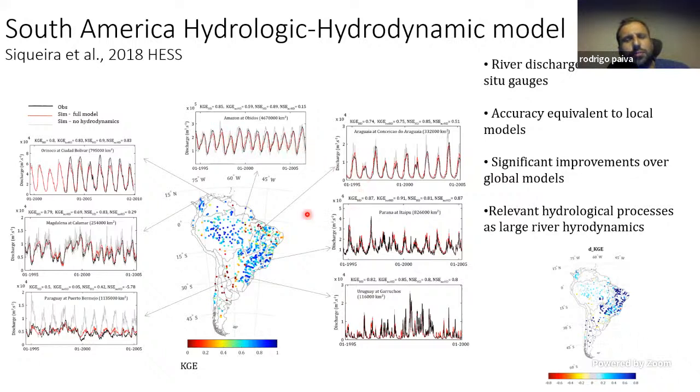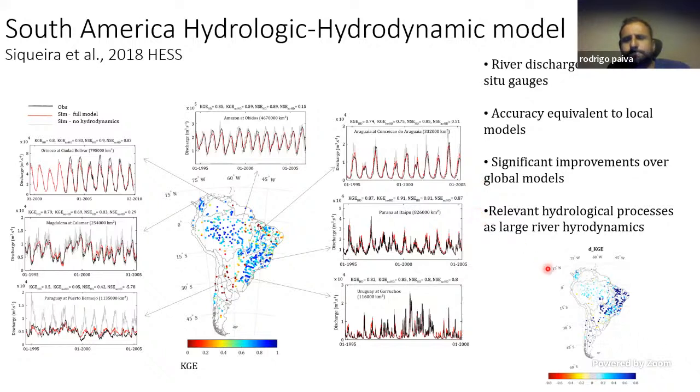So you can see that the model can replicate both seasonal hydrographs from the Amazon, but also places such as Uruguay, where we have very flashy floods. And the same thing for other parts of the continent. We noted that while applying this model at this domain, we had an accuracy that is equivalent to local models. And we got significant improvements over global hydrological models.